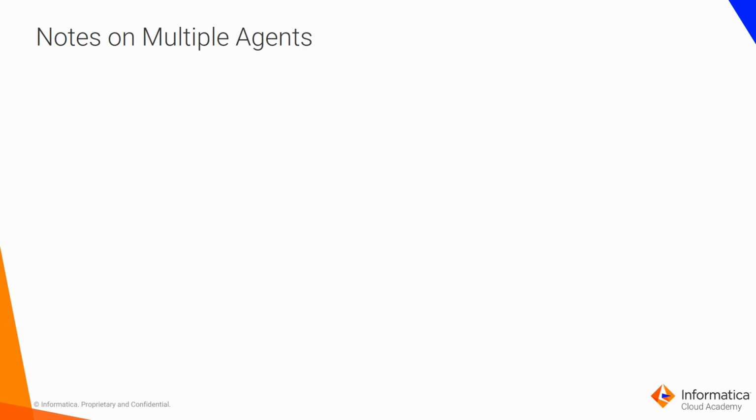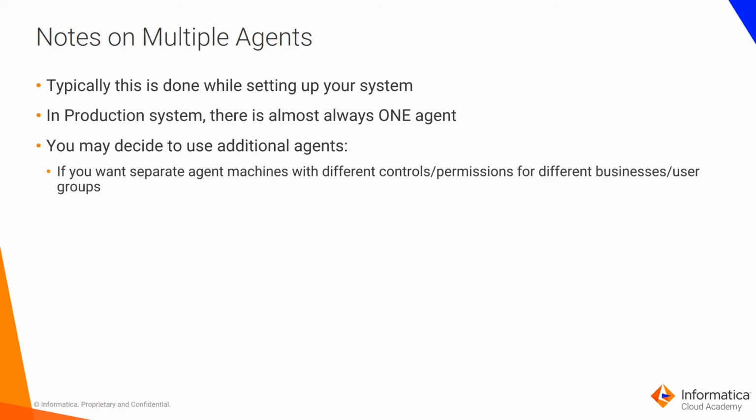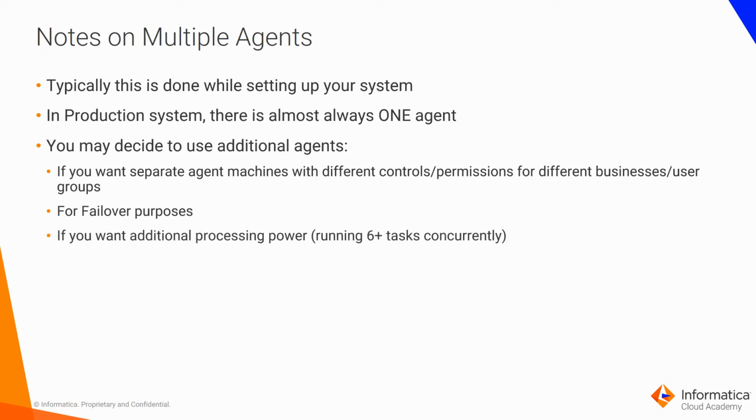So some additional notes on when you might install multiple agents in your org. Typically, this is done while setting up your system. Most of the time in production, there is almost always one agent in the org. You may decide to use additional agents if you want separate agent machines with different permissions for different business users or user groups, for failover purposes, or if you want additional processing power, for example, if you know that your business will typically be running more than 6 tasks concurrently. You may also wish to install an agent on your machine for testing purposes. Just note that installing additional agents does require an additional license fee.